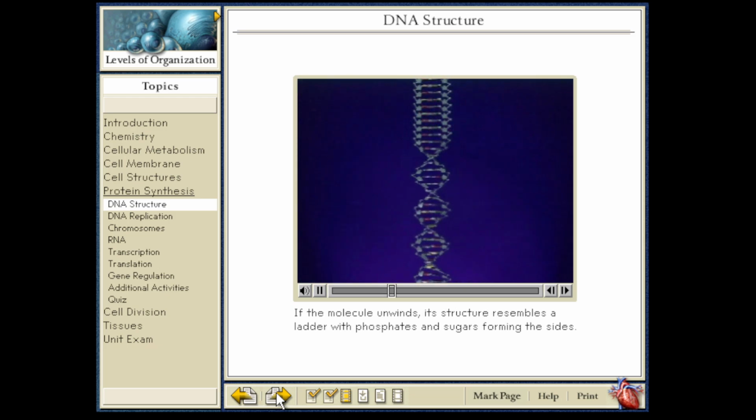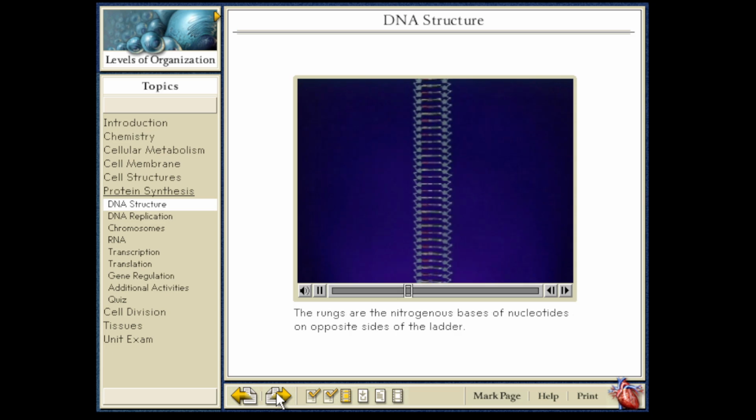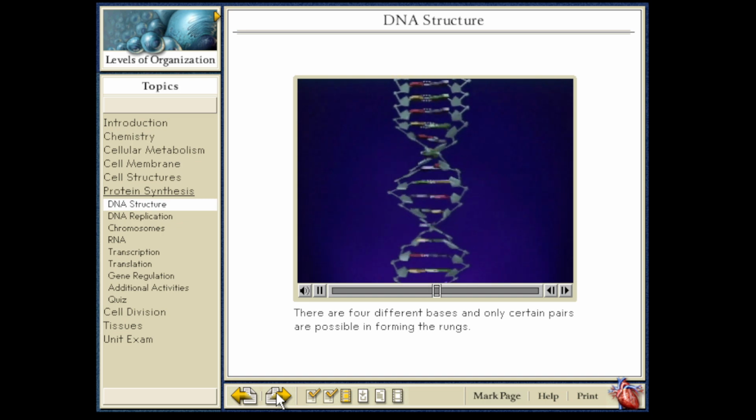If the molecule unwinds, its structure resembles a ladder with phosphates and sugars forming the sides. The rungs are the nitrogenous bases of nucleotides on opposite sides of the ladder. There are 4 different bases, and only certain pairs are possible in forming the rungs.